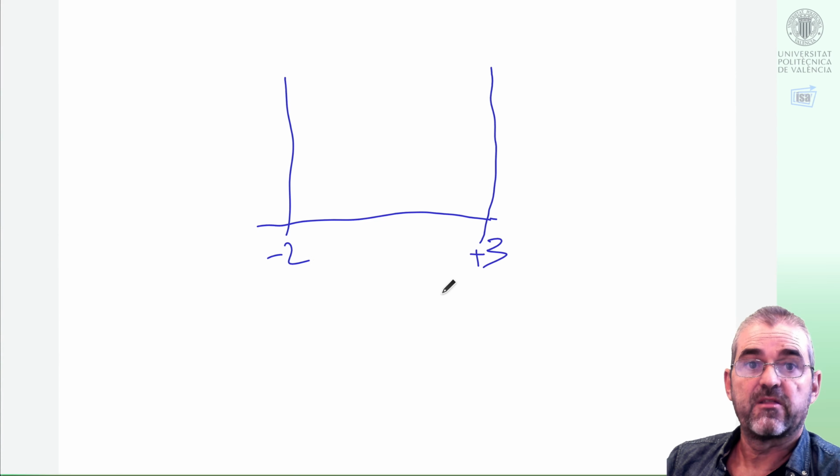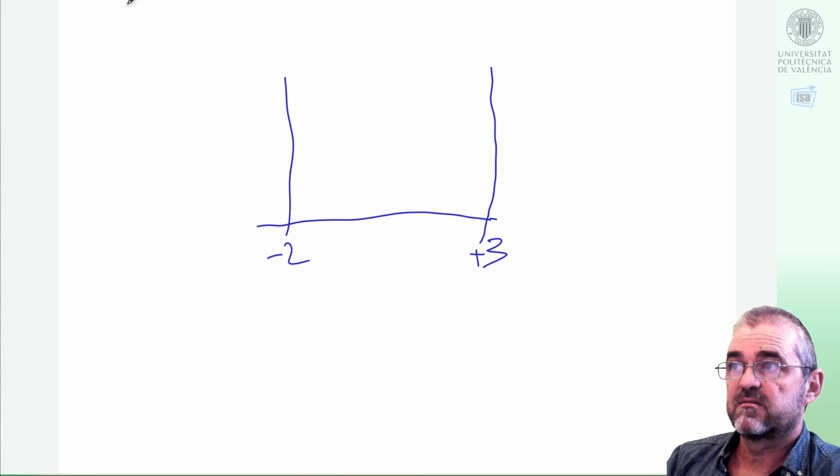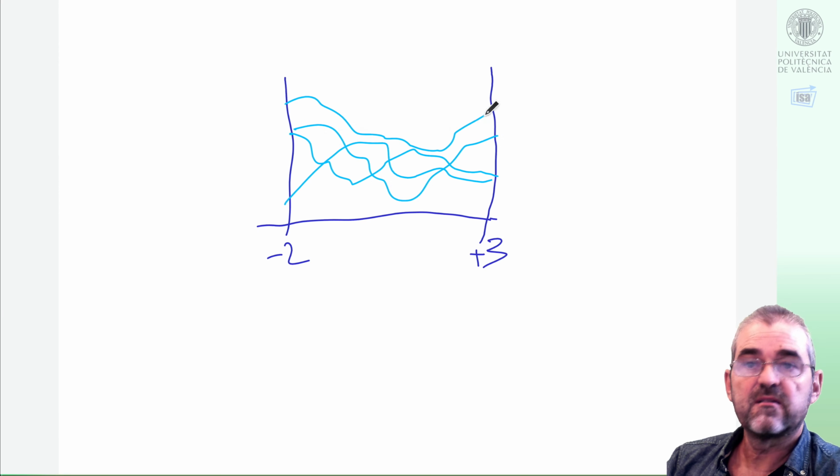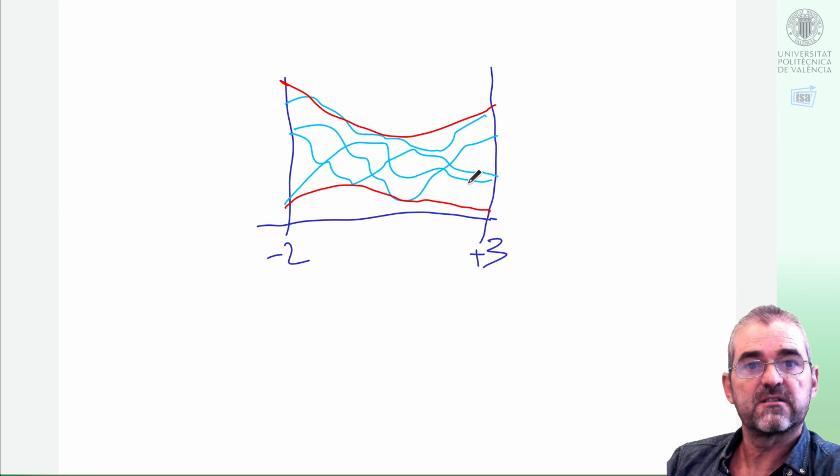So our problem statement can be conceptually understood as having a range of abscissas, which will be from -2 to +3. And then our Gaussian process is a random function, so that we may have a prior on how smooth and what's the mean of these functions and some confidence intervals, let's say. We did that in a prior video.